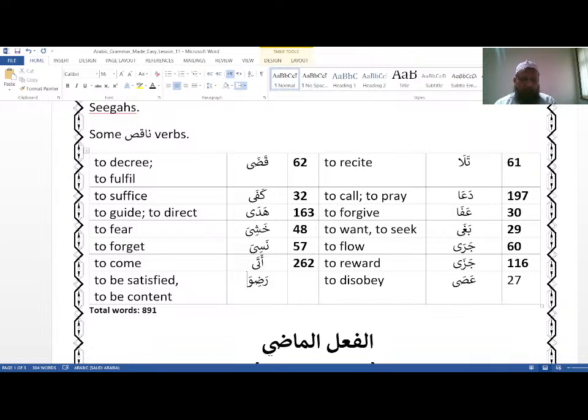If before wow or ya, especially wow, ya is already there, before wow there is a kasra. Over here we see wow and we see kasra before it. So this is the rule. If there is a wow with a kasra before it, that wow changes to ya. Radiya.